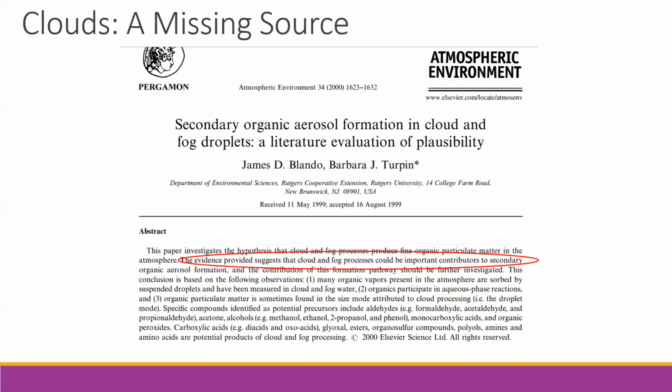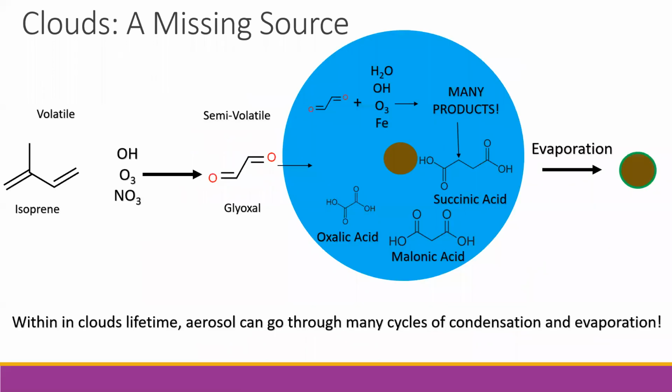Tying that back to clouds, clouds could be a potential source here. In the year 2000, a hypothesis was made that cloud and fog droplets could be an important contributor to secondary organic aerosol formation. This hypothesis, and much of the future work that would go into it, shows that it works very similar to the gas phase formation. You take your volatile organic compound, and it undergoes similar gas phase chemistry, adding oxygens to the VOC.